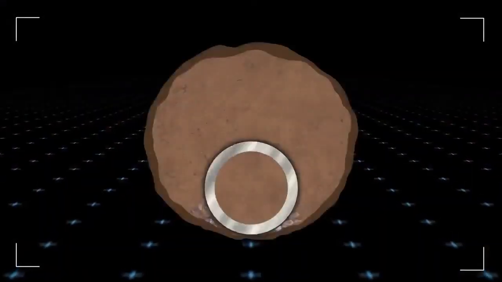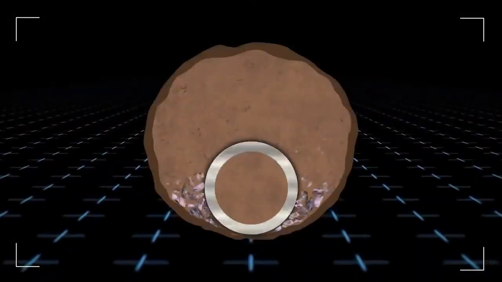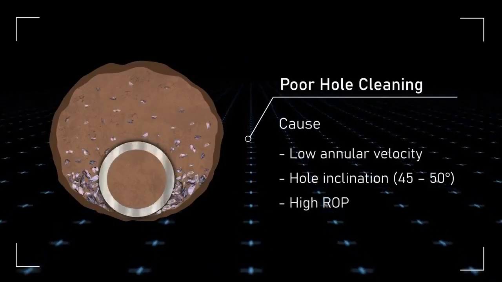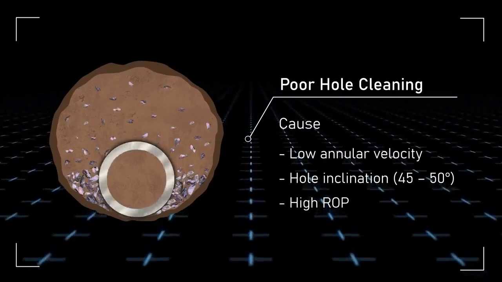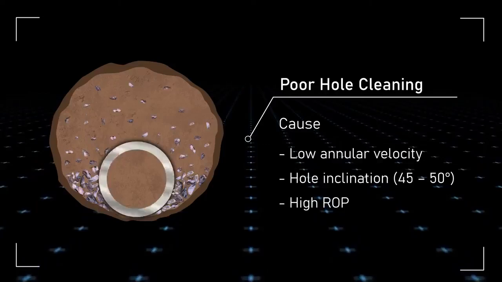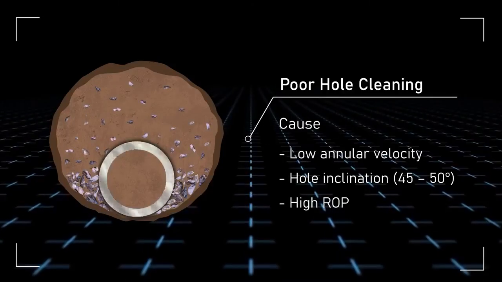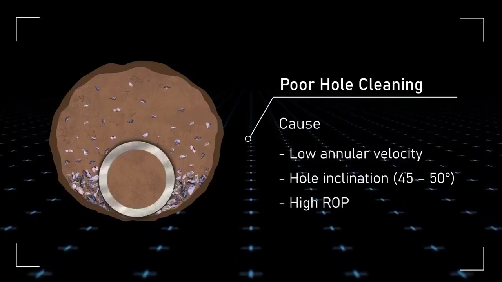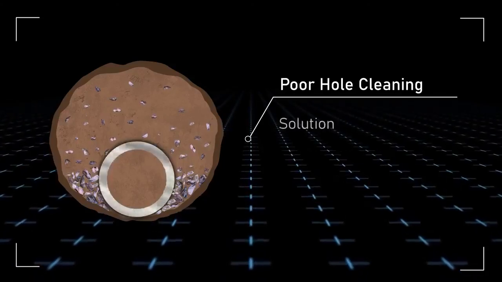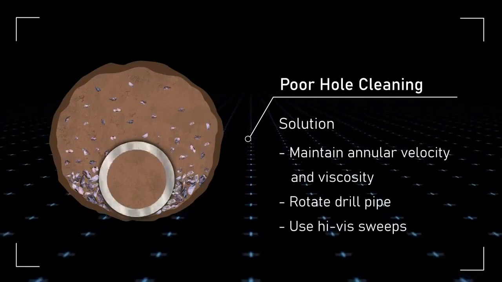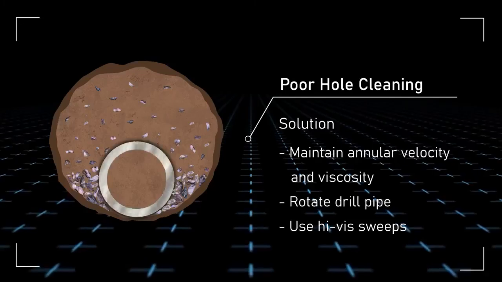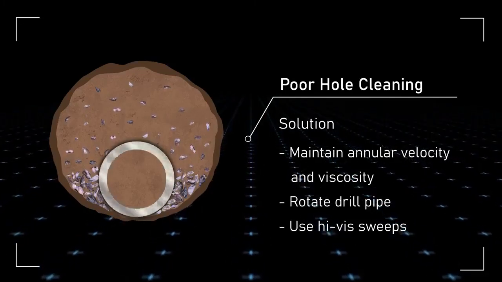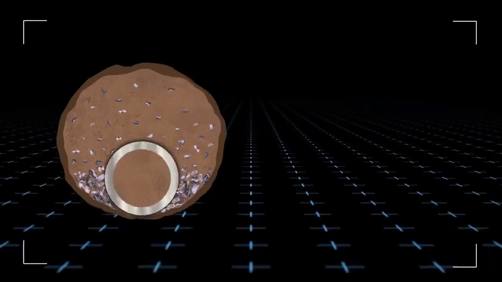When the volume of cuttings generated while drilling exceeds the volume of cuttings transported out of the hole, a buildup of cuttings, known as cuttings beds, occurs. Low annular velocity, highly deviated or horizontal well bores, and a high rate of penetration are some known causes of cuttings buildup. High annular fluid velocities assist cuttings removal. The pumping rate, fluid properties, and rotation speeds also affect hole cleaning.